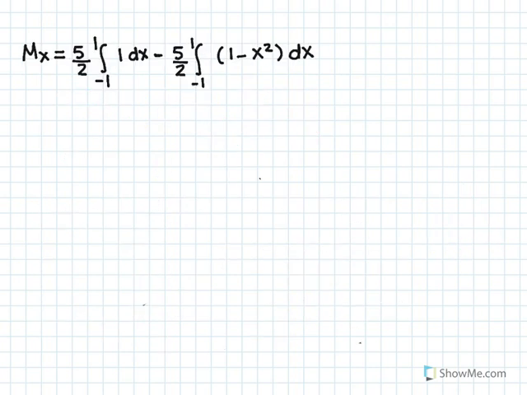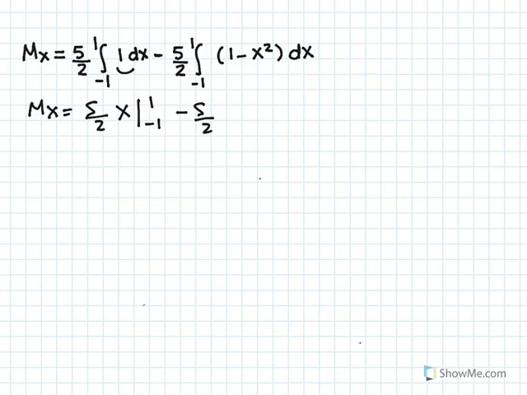All right, let's evaluate this integral. So we have the moment with respect to the x-axis is 5 over 2, integral from -1 to 1, 1 dx, minus 5 over 2, integral from -1 to 1, 1 minus x squared dx. So let's integrate. We get 5 over 2. What's the antiderivative of 1? That's just x. Evaluate from -1 to 1.